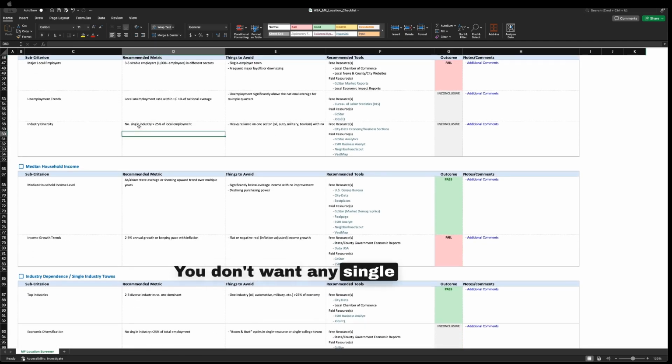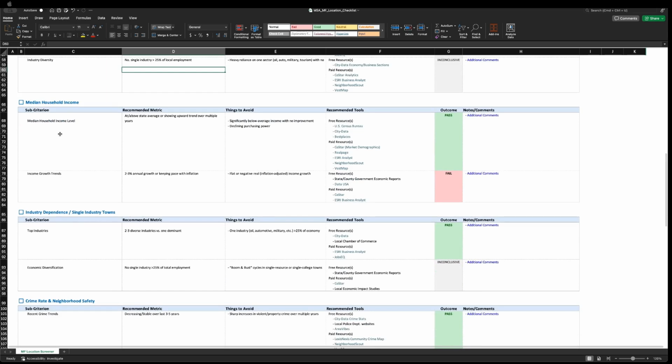You don't want any single industry to be more than 25% of the local employment. That's heavy concentration, and it's a risk in case that industry was to leave that particular location. Next, median household income at or above the state average or showing upward trend over multiple years. If you're looking to invest in an area and the median home income is significantly below the state average income with no improvements, then you probably want to avoid that area.